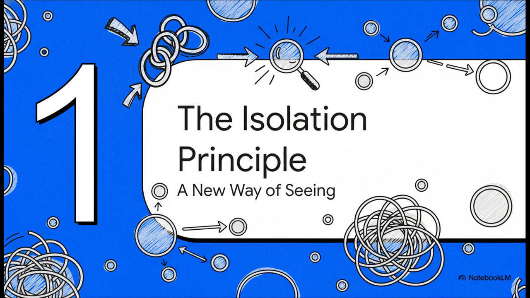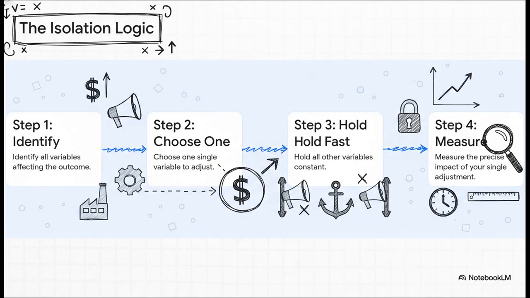So, right, how do we solve this puzzle? How do we stop guessing? We need a new way of thinking, a new model for untangling all these different threads. And it all starts with a simple but profound idea that we're going to call the isolation principle. The logic behind this is, well, it's incredibly powerful in its simplicity. So, step one, you've got to identify all the variables that affect your outcome. For us, that's price, ad spend, and material costs. Got it? Step two, you choose just one of those to adjust. Let's say we're going to focus on price for now.